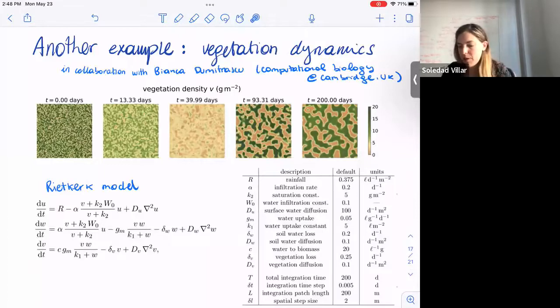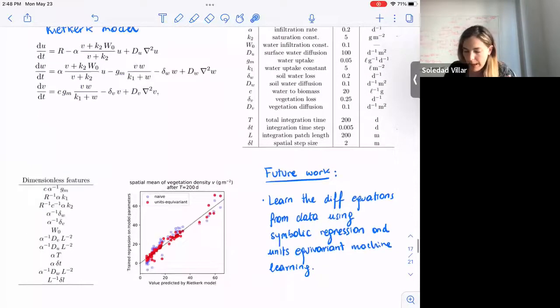Okay, so I know that I'm running out of time, so I'm just going to show you one example of the application of these unit equivariant models to vegetation dynamics. So in this particular case, we have some dynamical system that has to do with the evolution of the vegetation depending on different parameters of the soil, and this is a case where units equivariance would make sense because every parameter of the soil has units, so we can construct a basis for the dimensionless features, and we can do some regression, and we can do some learning of the model in dimensionless space.